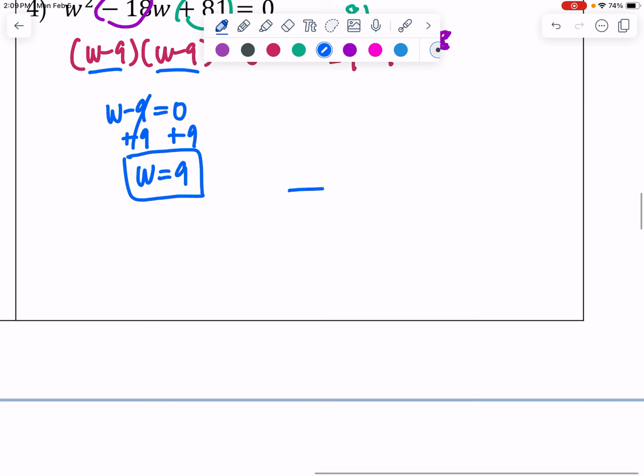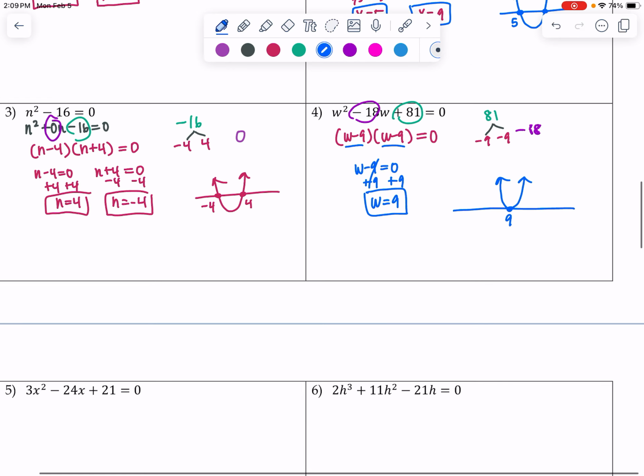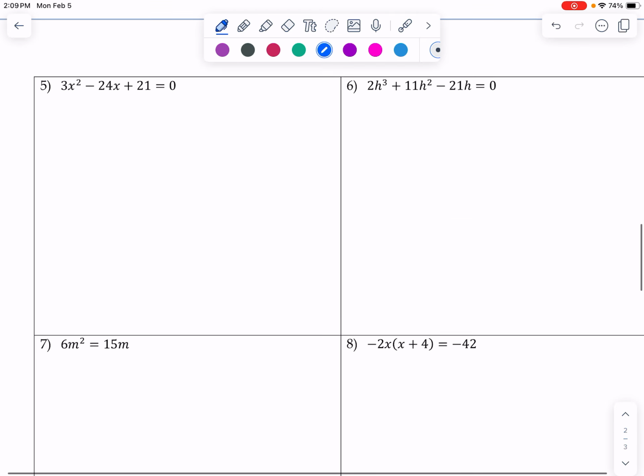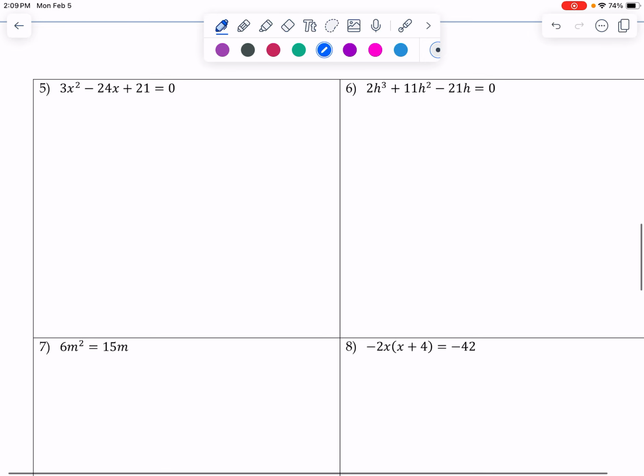If you were to graph this, this is one of those cases where the vertex lands on the x-axis, and in this case, it's at 9. Right, we're going to do 5, 7, and 9, and that will be enough.